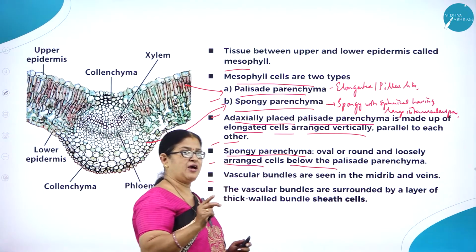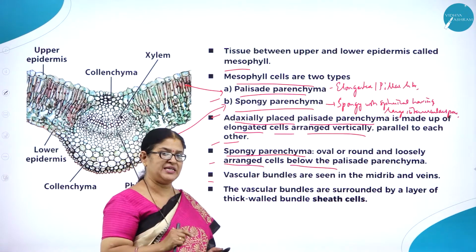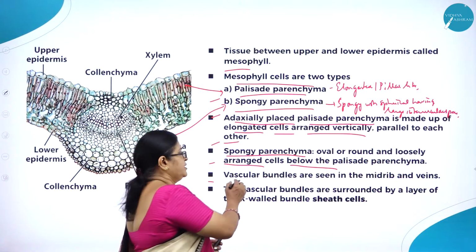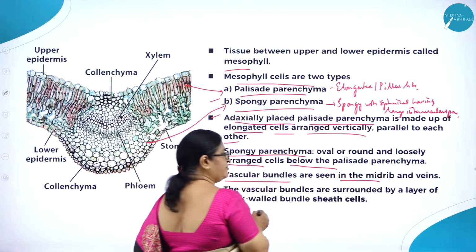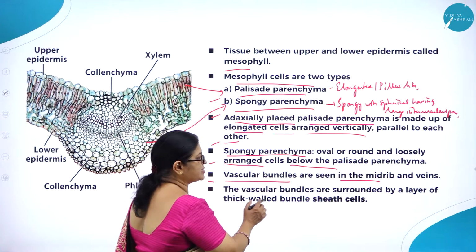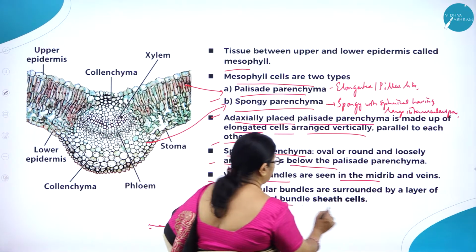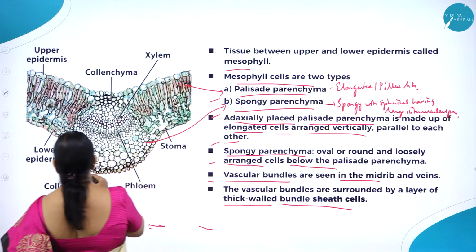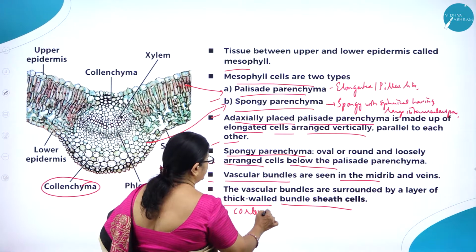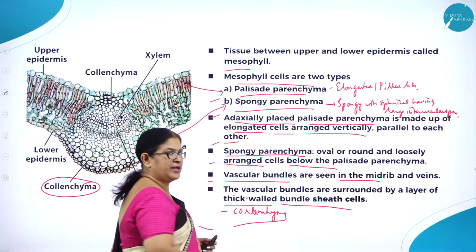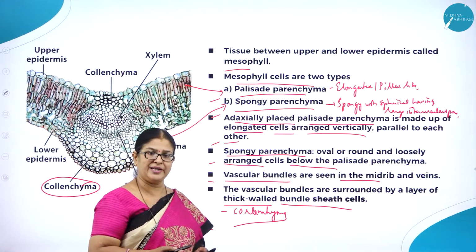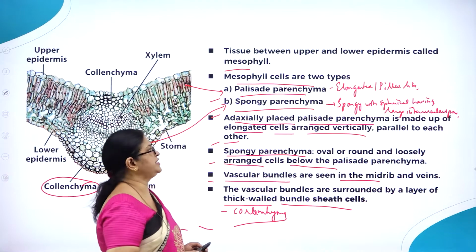So a dicot leaf will have both types of chlorenchyma, palisade and spongy, whereas a monocot leaf will have only the spongy type. Then vascular bundles are seen in the midrib and veins. The midrib is the main vein, which carries xylem and phloem. The vascular bundles are surrounded by a thick-walled layer called the bundle sheath. Here you can see the bundle sheath, which is made up of collenchyma. Collenchyma is a living mechanical tissue found in the leaf, which gives mechanical support to the leaf against climatic or environmental conditions.